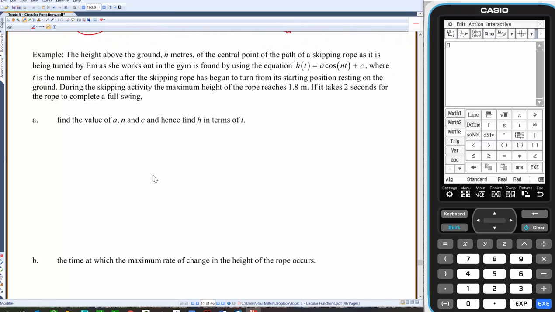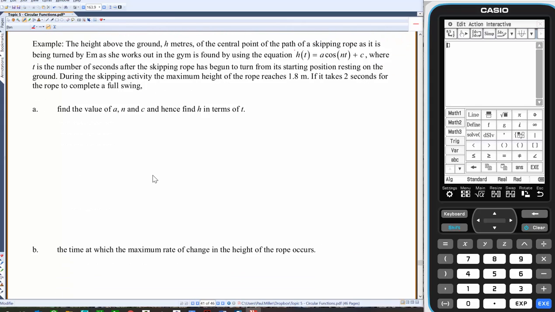All right, I definitely remember this problem from last year, and it's a tricky one. Okay, so the height above the ground, h meters, of the central point of the path of a skipping rope as it's being turned by M, as she works out in the gym, pre-COVID-19 obviously, is found by using the equation h of t equals a cosine nt plus c, where t is the number of seconds after the skipping rope has begun to turn from its starting position resting on the ground.